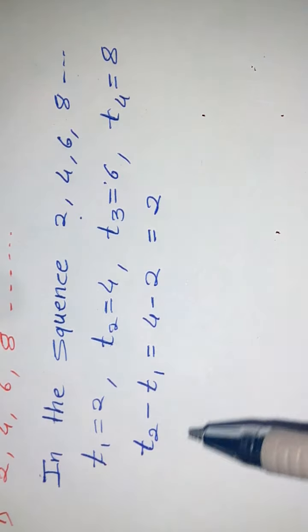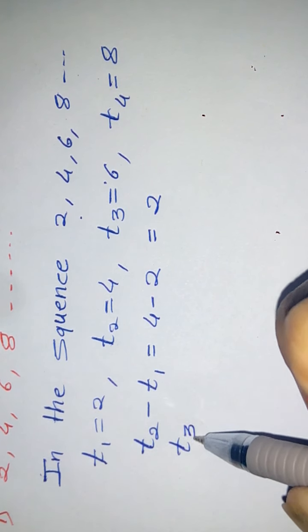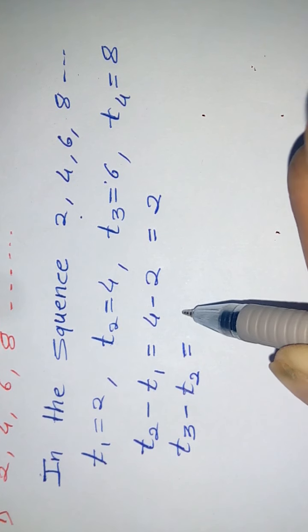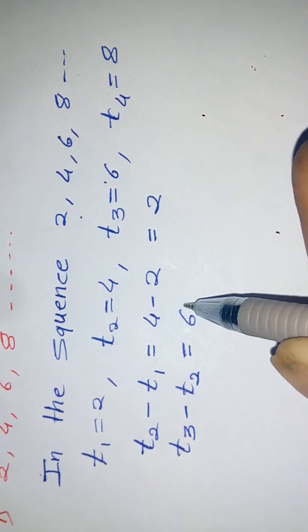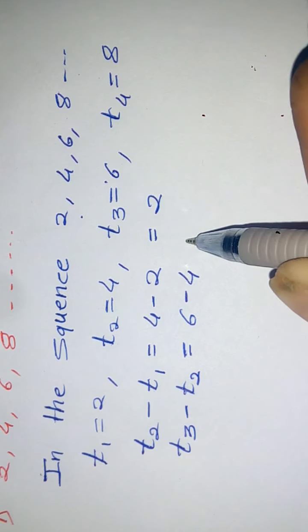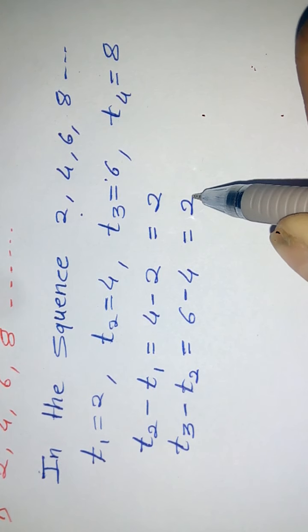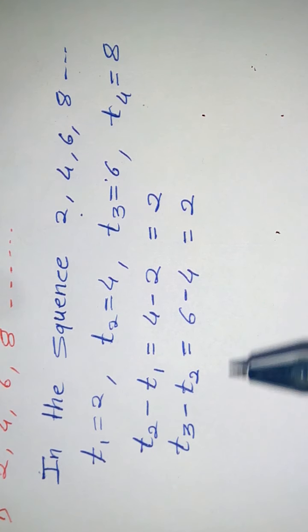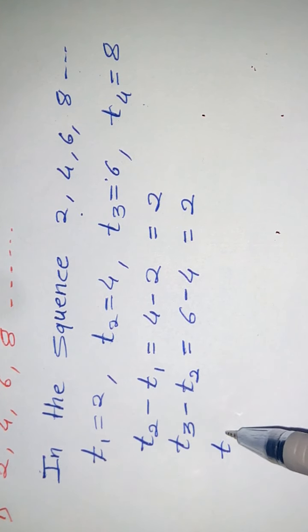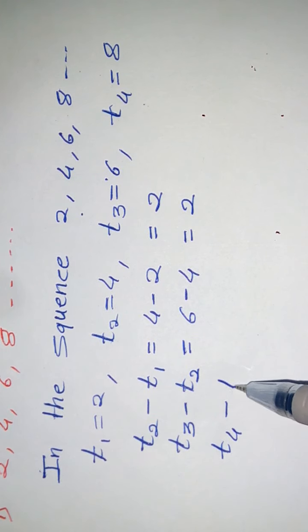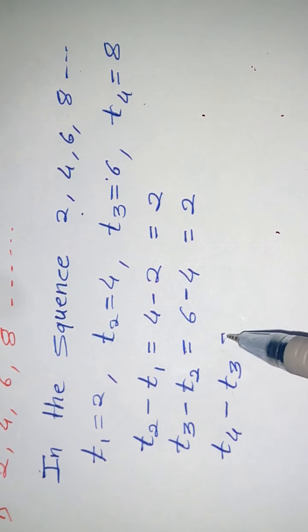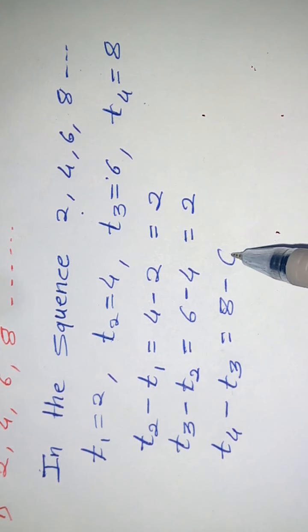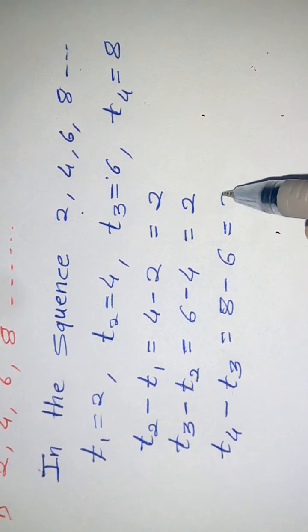Now T3 minus T2. T3 is 6, so 6 minus 4 is equal to 2. Now again find the next term, T4 minus T3. T4 is 8, so 8 minus 6 is equal to 2.